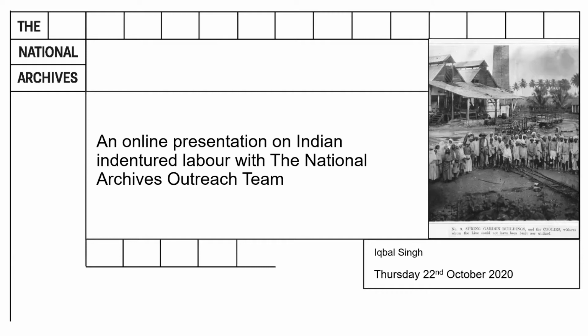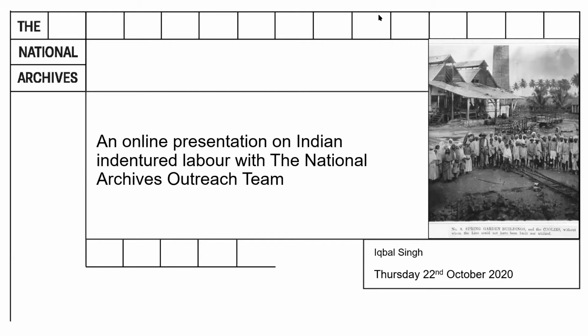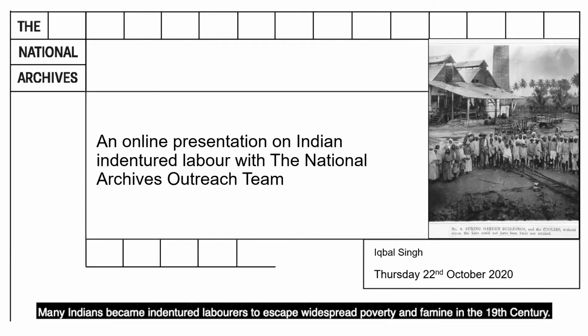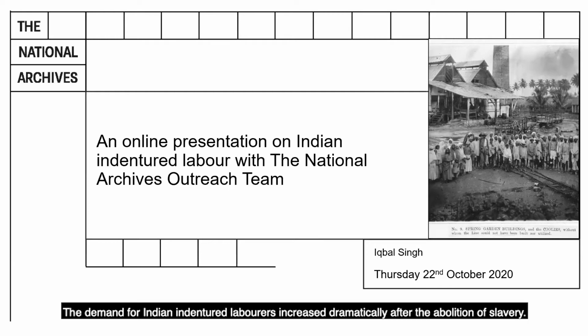Under colonial rule, India's population provided the British Empire with a ready source of cheap and mobile labourers. Many Indians became indentured labourers to escape widespread poverty and famine in the 19th century. Some travelled alone, others brought their families to settle in the colonies they worked in. The demand for Indian indentured labourers increased dramatically after the abolition of slavery.